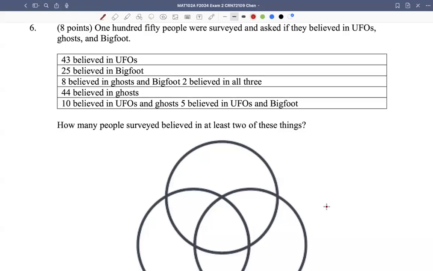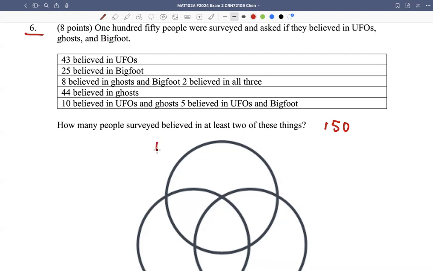Continuing our exam 2 solution. So let's see question 6. Question 6, 8 points. 150 people were surveyed, so 150 in the sample space, and asked if they believed in UFOs, ghosts, Bigfoot. So 3 categories.